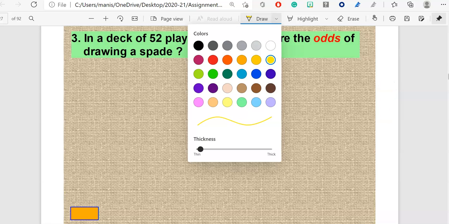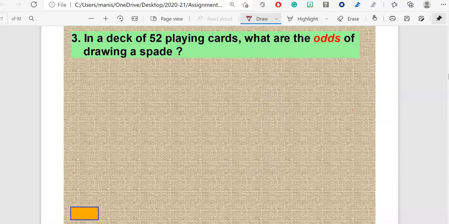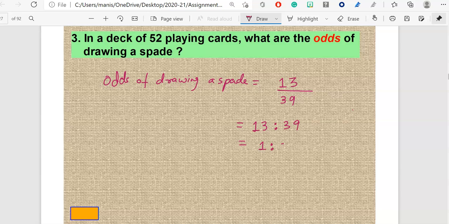So I'm back over here at this question. It says odds of drawing a spade is equal to the number of favorable outcomes, that's your 13 because there are 13 spades, over the number of unfavorable outcomes. Out of 52, if you subtract 13, you are left with 39. So 13:39 is the answer. But in simplest form, my answer will be 1:3. So the odds in favor of drawing a spade is 1:3.